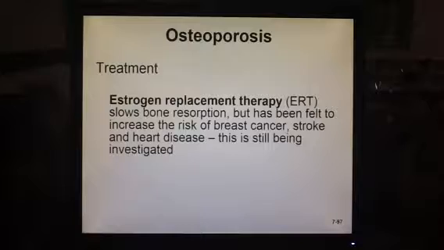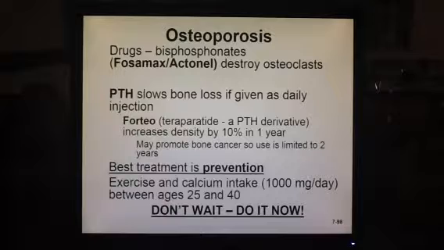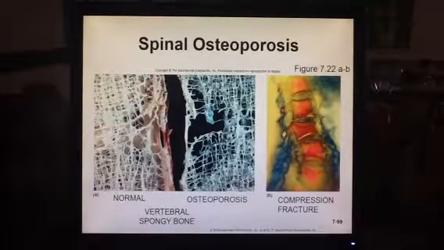For treatment of osteoporosis, estrogen replacement therapy is an option. It slows down the bone resorption, but it has been felt to increase the risk of breast cancer, stroke, and heart disease. So scientists are still investigating those side effects. The best treatment is prevention, to make sure you're exercising and taking in enough calcium. And there's a visual image of what osteoporosis looks like in the vertebrae, comparing the spongy bone of a normal individual to one that has osteoporosis.